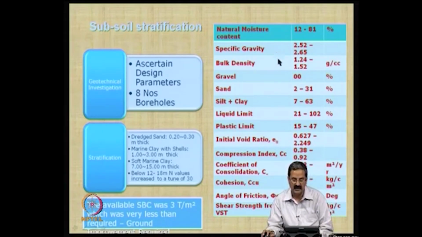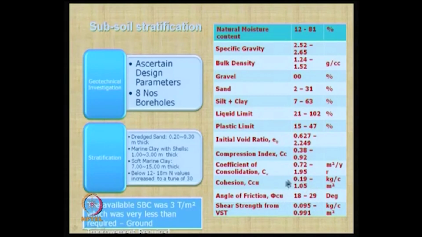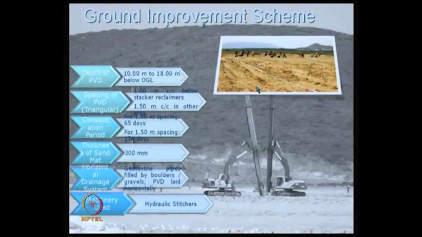So, what are the properties? You can see that liquid limit is in the range of 21 to 102, it is more of silty to clay material, and the initial void ratios are 0.62 to 2.2. Compression index is given 0.38 to 0.92, coefficient of consolidation values are given, cohesion values are given, friction angles are given. So, essentially a lot of information is available, and so they have done it.